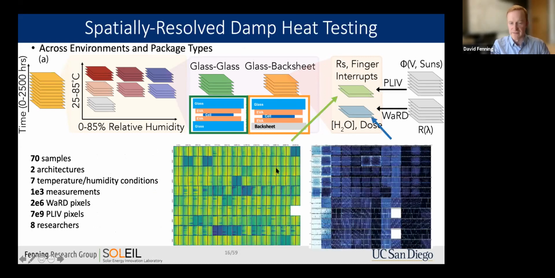This, across all these environments and package types, led to really an amazing data problem. We had 70 mini module samples that we exposed with 2 different architectures across these 7 temperatures and humidities. Over this longitudinal study of 2,500 hours of damp heat, we made roughly 1,000 individual measurements of the performance and water content. Just summing it all up, that led to something like 10 million points in water and time space, and 7 billion PLIV pixels to analyze, and really benefited from a much larger team here at UCSD, including some undergraduate researchers who really contributed a lot and are co-authoring with us on the study.